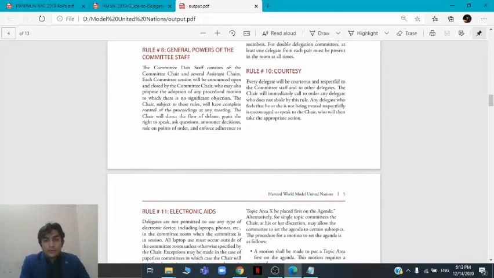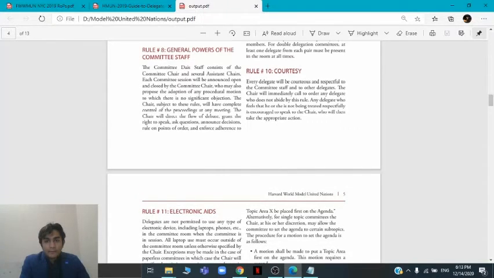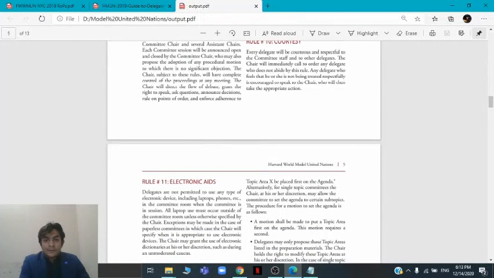Now rule number 10 is courtesy, and it's a common thing that we should also practice in our life: we should be courteous and respectful not only to the committee staff but to other delegates. We must listen to them, understand their basic idea and where their stance is, and that's what we could not see in most of the delegates in Pakistan. However, in my experience, I have seen courteous delegates as well as delegates who are very rude.